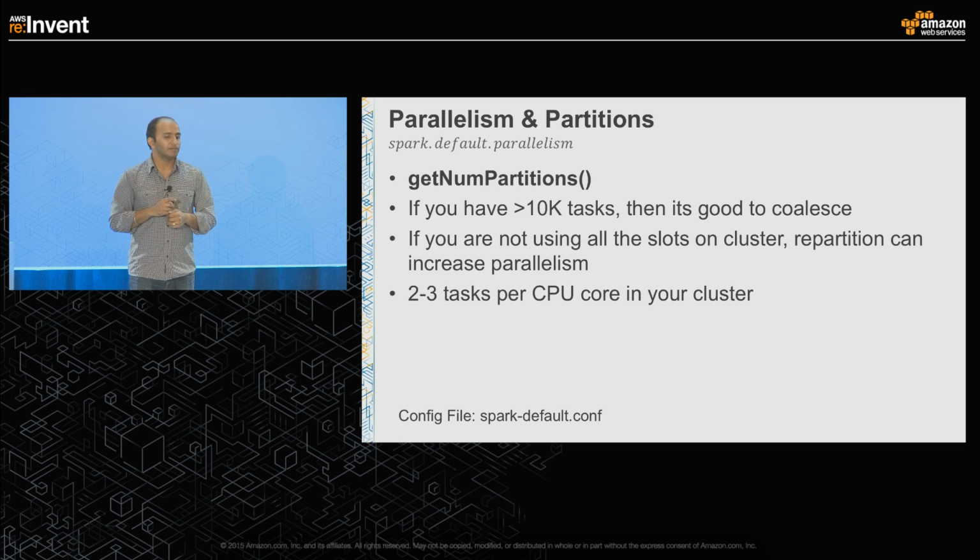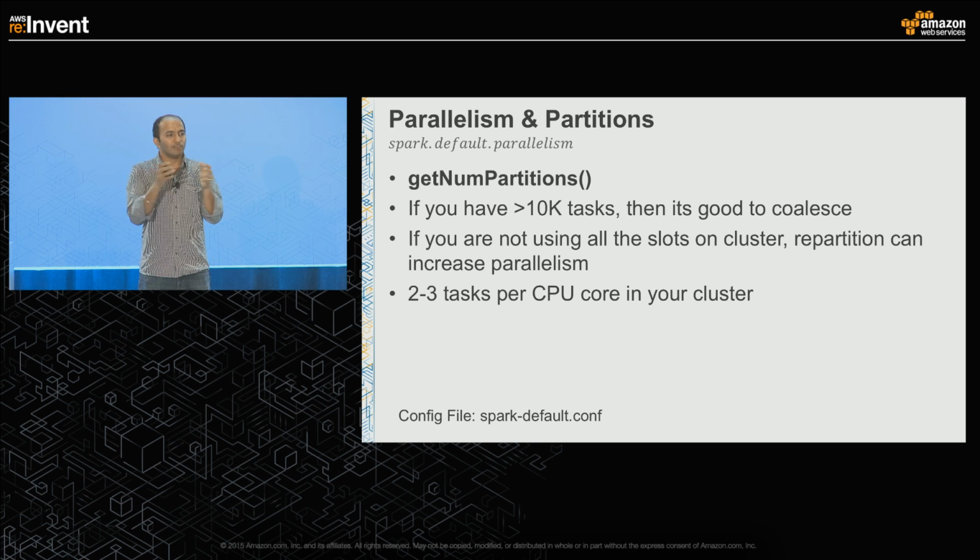Next is parallelism and partitions. Spark is a distributed parallel cluster. When you're running a process, the more parallelism, the better for your jobs. The configuration when you launch a cluster is set in spark-defaults.conf, and the parameter is spark.default.parallelism. So when you run a job in your Spark executor, you have the RDDs. The RDDs are further broken out. They have multiple partitions.